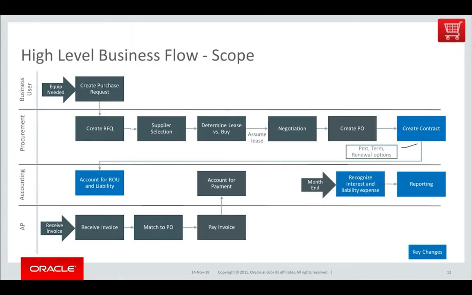Now, from a high-level flow, there's major changes within the flow. As we come in, typically we took a sample, very high-level flow, right? You create a purchase request, create an RFQ, you select your supplier, you might see a lot of buyer leases, for example. You create your agreements, you create a PO, and then you create your contract. There's some very key information about your contract you'll need, how much PV, your calculation account for this. And also, as you do your accounting, you have to account for your ROU and your liability. Then at month end, you've got to recognize your interest, your liability expense, and some key reporting takes place as well in your disclosures.